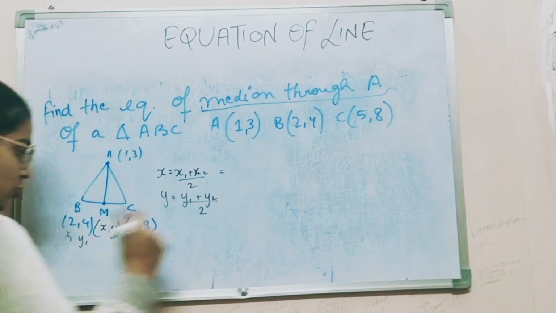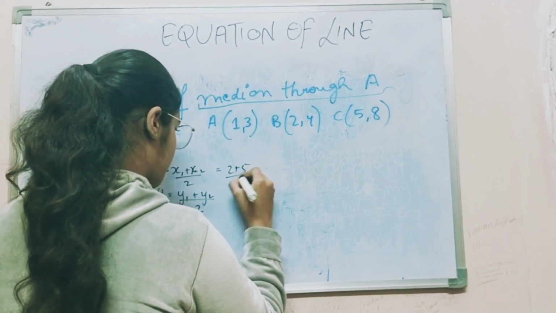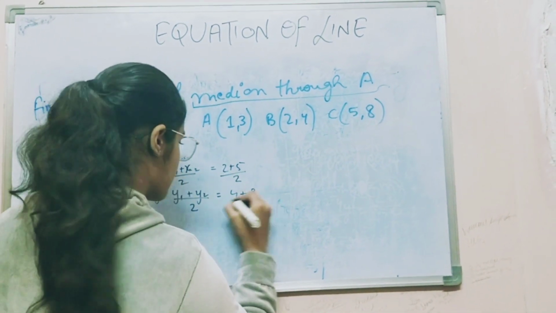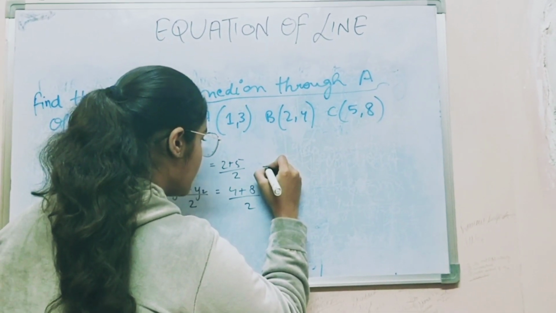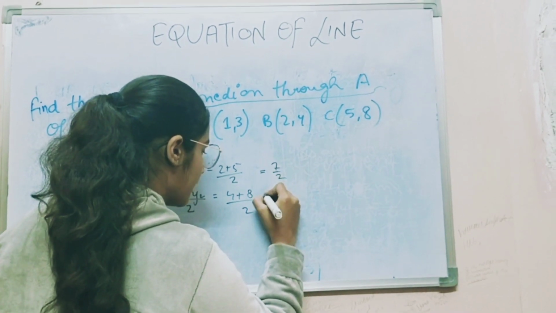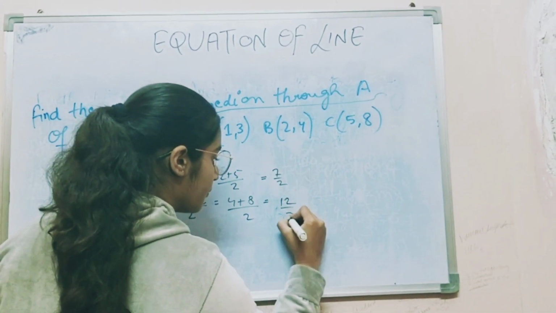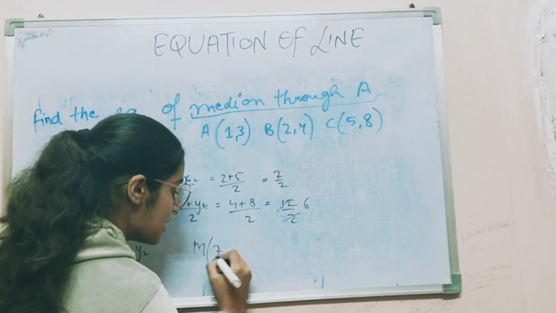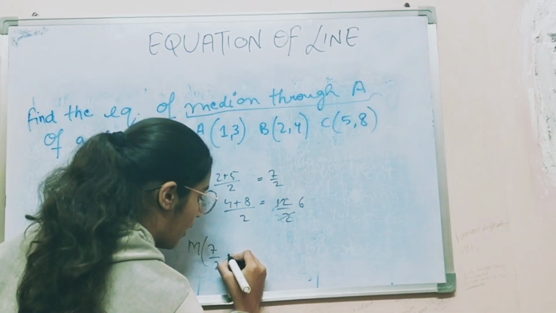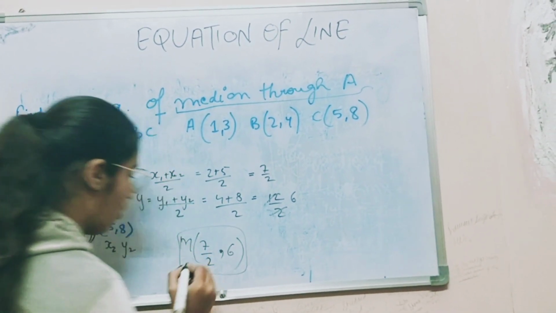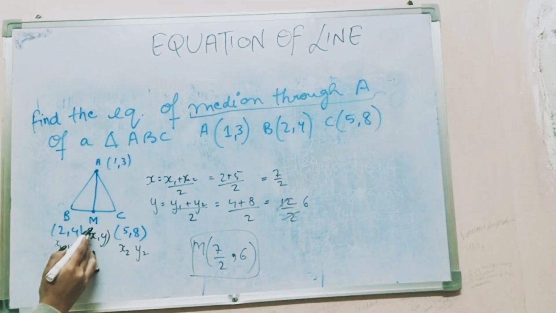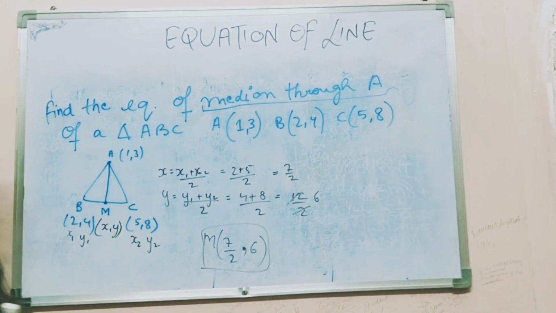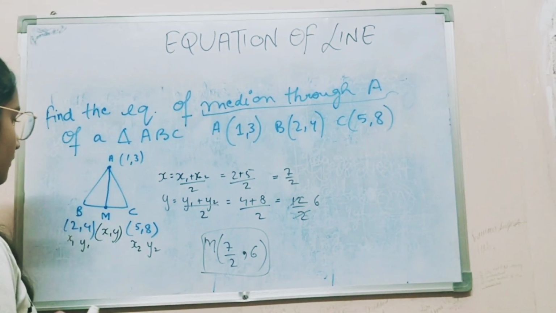So here our x is 2 plus 5 divided by 2, and our y is 4 plus 8 divided by 2. It's 7 by 2 and 6. So the value of M came out to be 7 by 2, 6. So this is the value of M, the midpoint. Now we simply have to apply the formula of slope and then we can find the equation of the line.